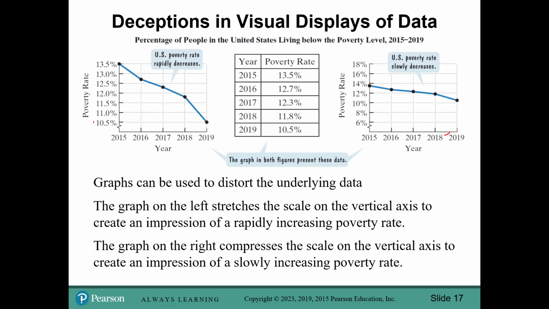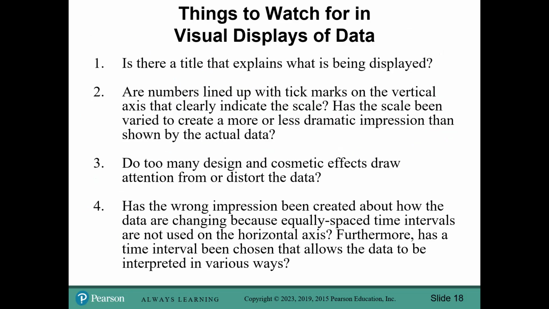All right. So the point here is that these graphs can be used to distort the underlying data. They can make it look like things are doing better or worse than they are. And then it explains why here. So, things to watch out for in visual displays. Is there a title that explains what is being displayed, right?